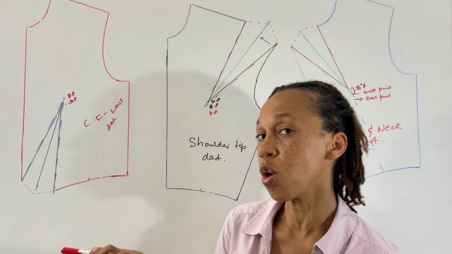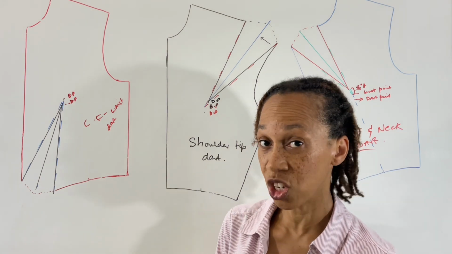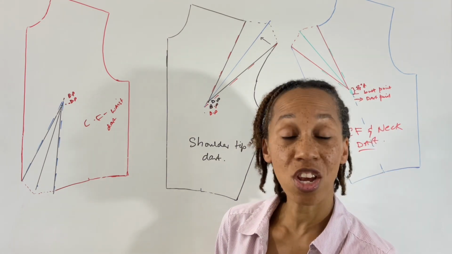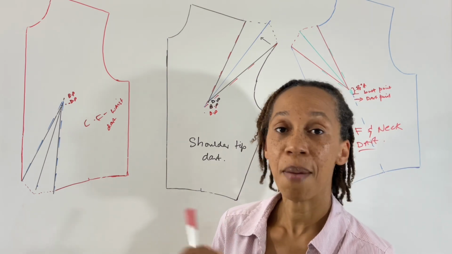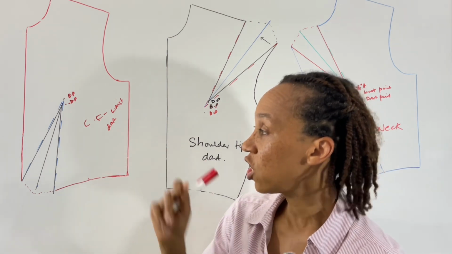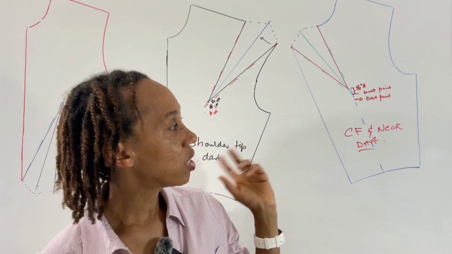If you use a sloper to do your bust dart manipulation, then you go ahead and add your seam allowances all around so that that can create a pattern. So this is your third bust dart manipulation.